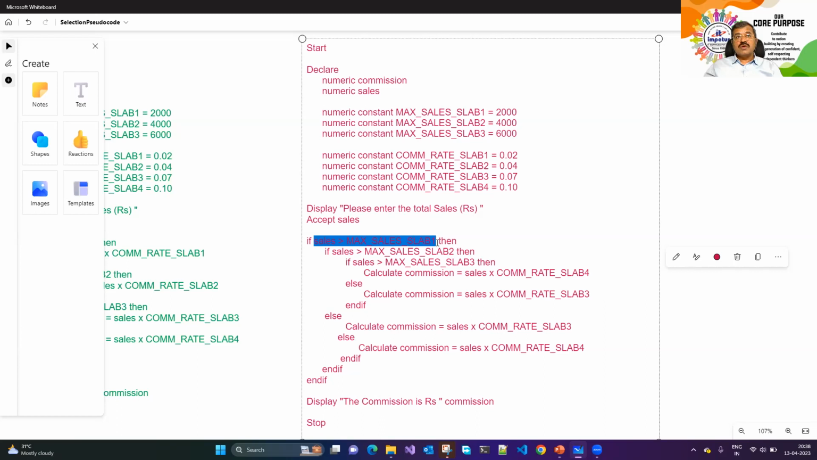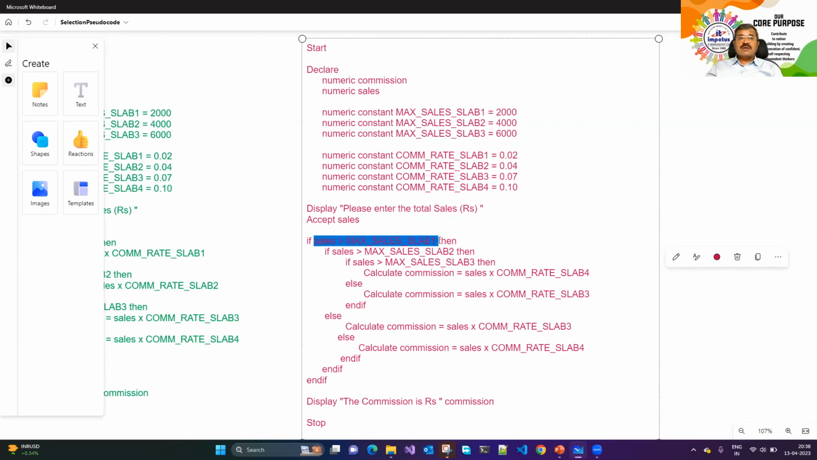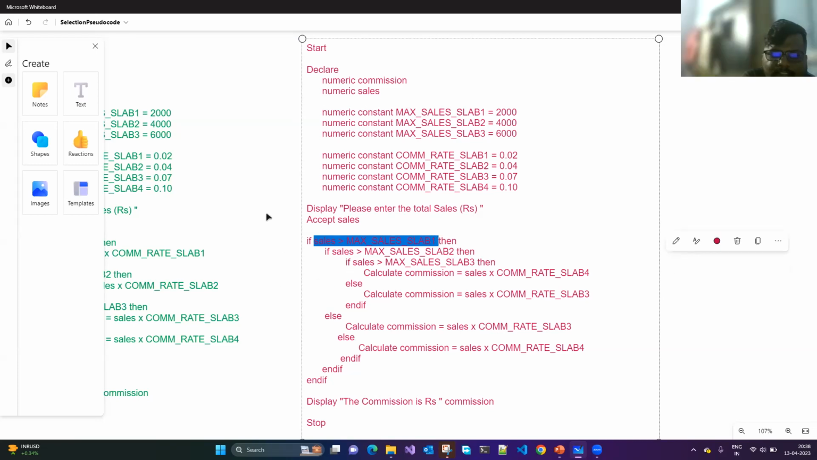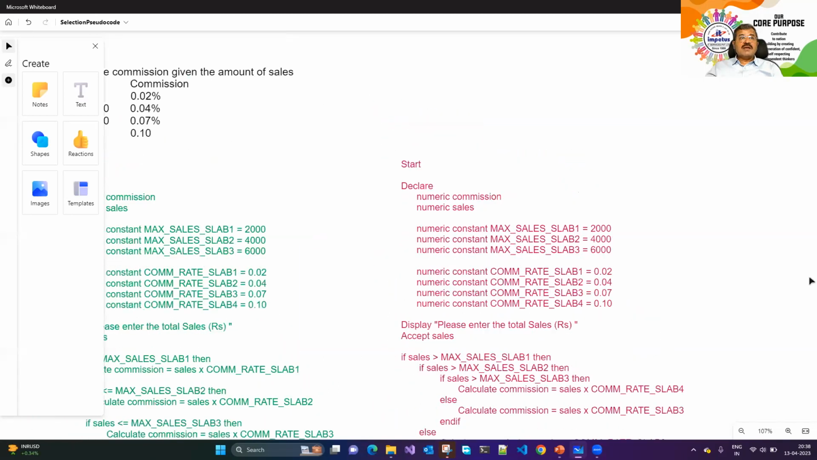The first condition is true. That means the sales are greater than 2,000. But second is false. The sales are not greater than 4,000. Means what? It is between 2,000 and 4,000. That means it is greater than 2,000, so it cannot be equal to 2,000 or less than 2,000. It is greater than 2,000 and less than or equal to 4,000. Then our condition was the same.